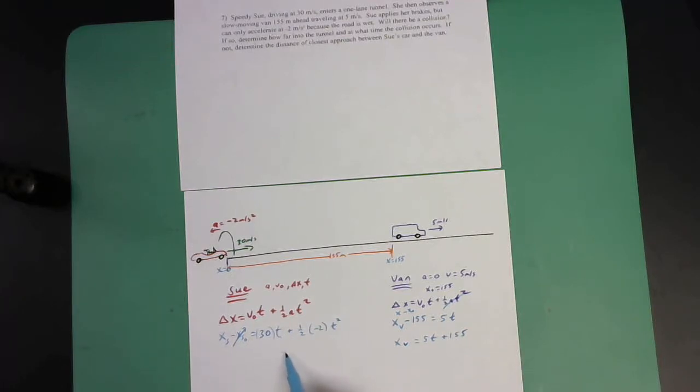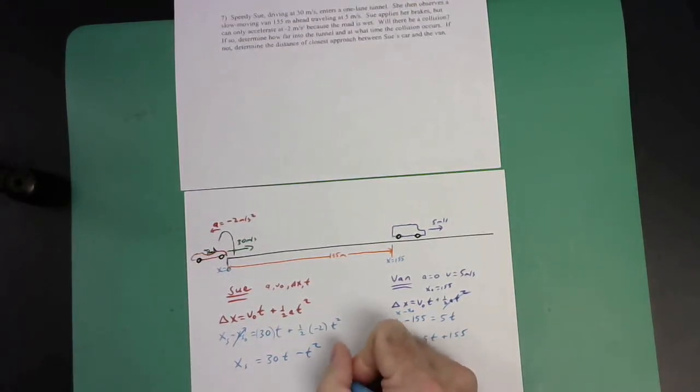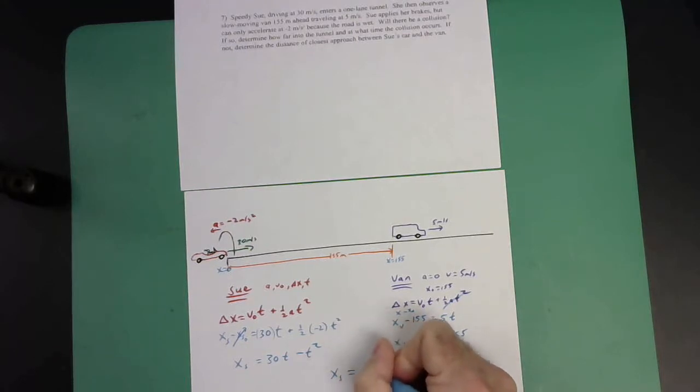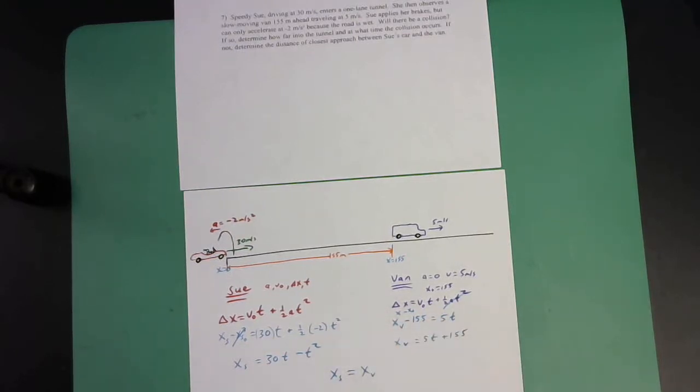Here I have an equation I can put in any time and find out where Sue is. In fact, let's tidy this up a little bit. Make it look pretty. Position of Sue is 30t minus t squared, right? Because half of -2 is -1. Okay, so here I have two equations for position. What's my goal? To find out when they meet. They'll intersect when they're at the same position at the same time. So I'll set the positions equal to each other. Position of Sue had better equal position of the van.